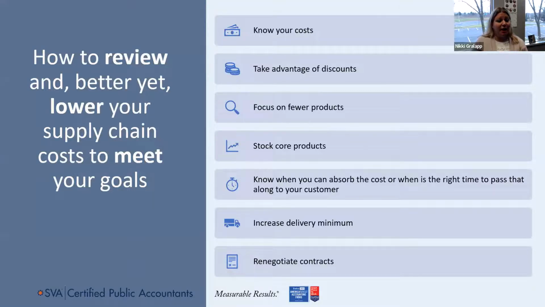If you're delivering products and shipping is included, you can increase your delivery minimum to make sure that the cost is worth it on those items. And renegotiate contracts. So are you in a lease? Are you in an operating lease? What kind of contracts are you in, and can you renegotiate those to get those to a more appropriate level?